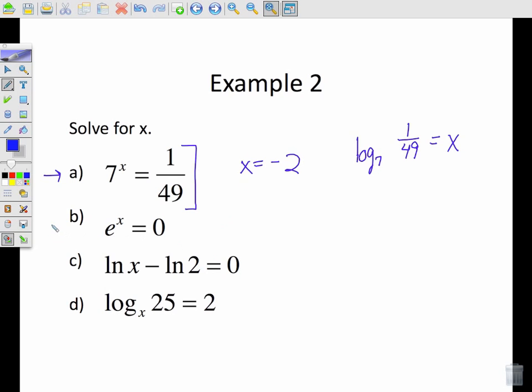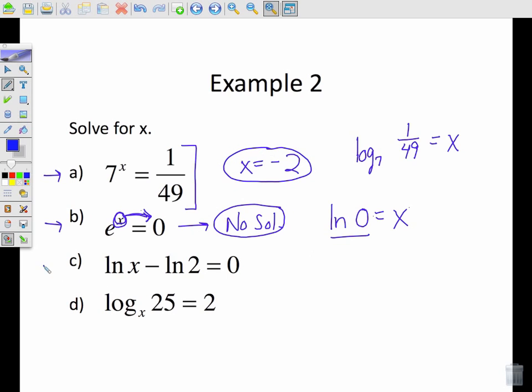All right, for letter B, e to what power is 0? What x power can I have in there as an exponent to give you 0? There's none. There's no solution here. Now I can show you by writing it as a logarithm. So log with base e, natural log of 0, equals x. Log is undefined at 0. So no solution for number 2. We can't take the natural log of 0.